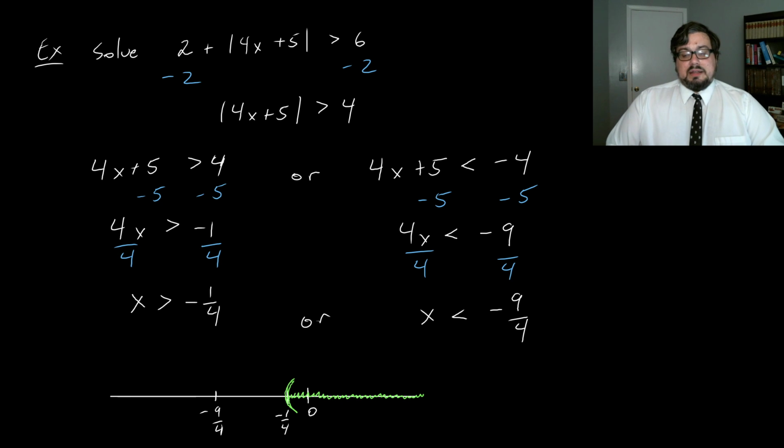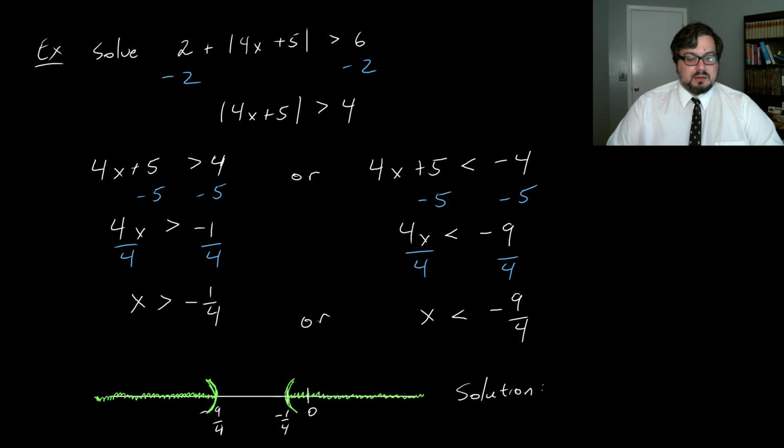For our other inequality, we want x to be less than negative 9/4. So we'll go to the negative 9/4, shade all the numbers to the left, and put a parenthesis there as well. So here's the sketch on the number line of our solution. And if we want an interval notation solution, which we usually will, we're going to write down these two intervals with a union symbol between them, like we talked about in an earlier video.